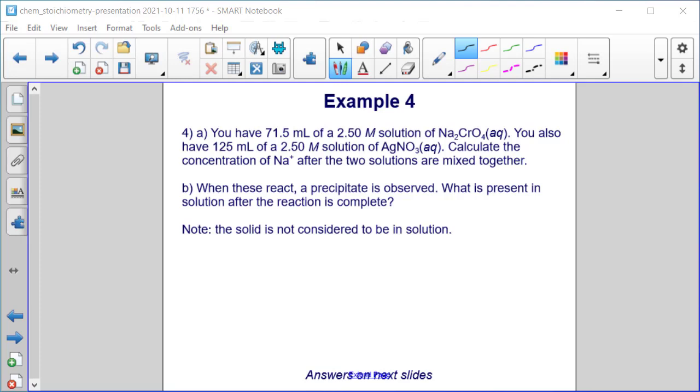Part B, when these react, a precipitate is observed. What is present in the solution after the reaction is complete? Note, the solid is not considered to be in solution. So for part B, we won't include the solid precipitate that's formed. We're just talking about what else is left in the solution.